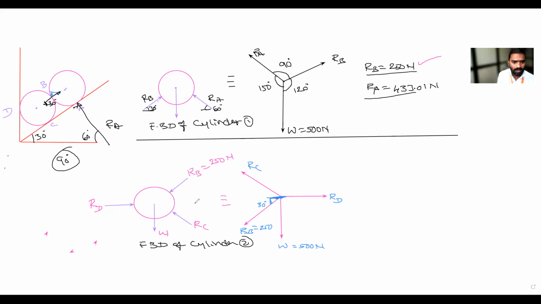Then what about RC? RC is making an angle of how much? RC and RA are both parallel to each other. How much is it? 60. Means RC is at 60 degrees, so here 60. This RB here is 30 degrees. So RC makes an angle of 60 degrees with respect to horizontal. Is it clear, everyone? Yes, sir.